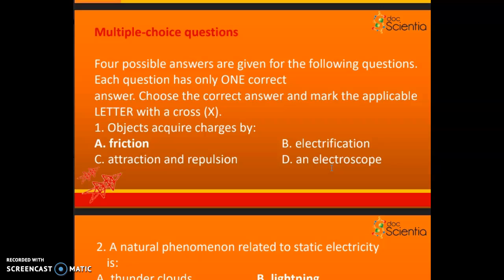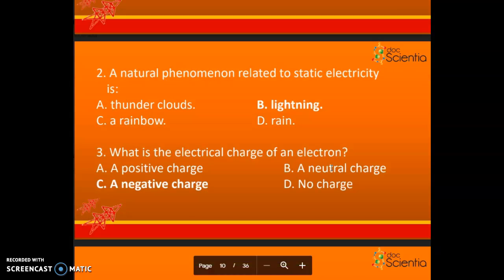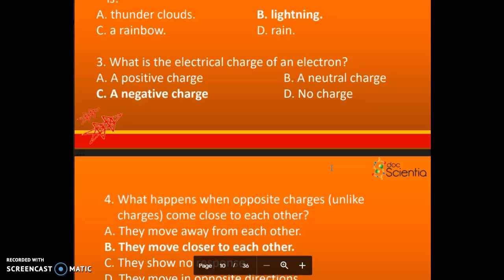Okay, number 1. Objects acquire charges by A. Friction, B. Electrification, C. Attraction and repulsion, or D. An electroscope. The answer is A. Friction. Number 2. A natural phenomenon that relates to static electricity is A. Thunderclouds, B. Lightning, C. A rainbow, or D. Rain. Yes, B. Lightning.